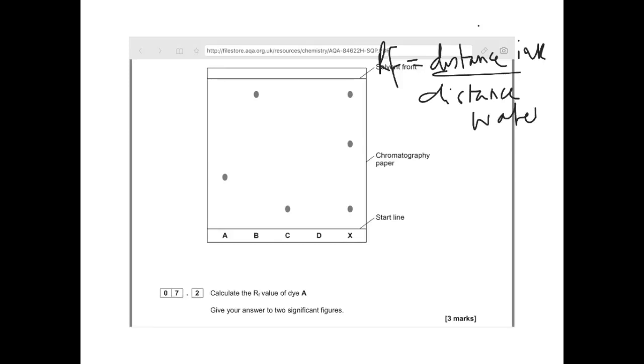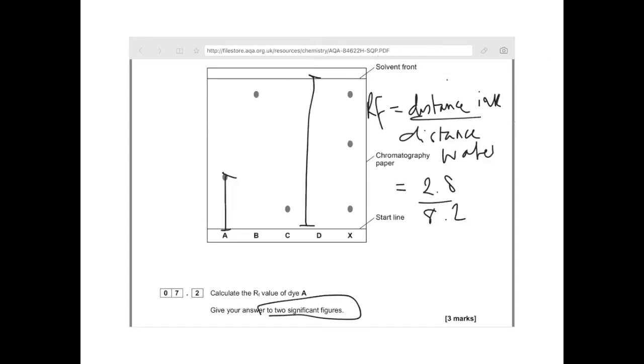So in that case, for the distance moved by ink, get your ruler and literally measure this exact distance here. And then for the distance moved by the water or the solvent, get your ruler and measure this line here, which will give you 2 numbers. And those numbers are 2.8 for the distance moved by ink A, 8.2 for the distance moved by the solvent. Pop those into your calculator and you'll get a value which is 0.34 to 2 sig fig. Do make sure you follow the instructions given.